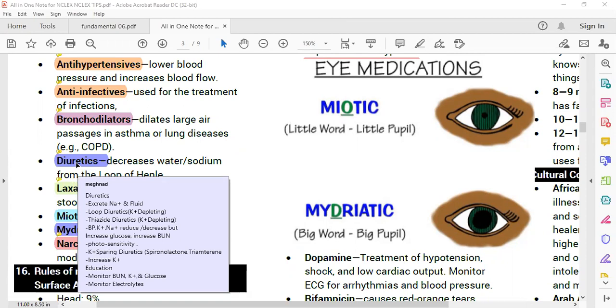So thiazides act in the distal renal tubules and are used for chronic hypertension. They are slow-acting diuretics, or they increase the toxicity of heart medication and decrease the effectiveness of antibiotic agents. So if your patient is diabetic, it is good to tell them to adjust insulin doses.